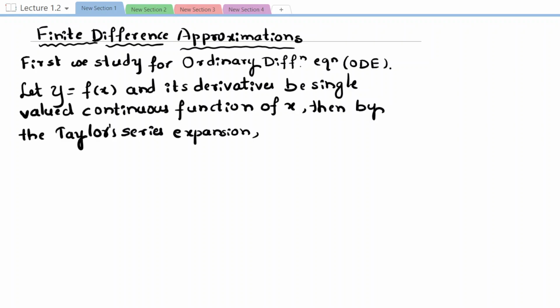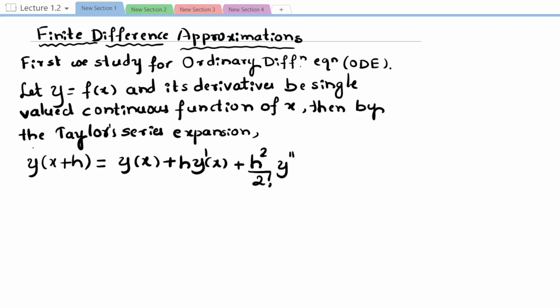Let f of x and its derivatives be single valued continuous functions of x. Then, by the Taylor series expansion, y of x plus h is equal to y of x plus h into y dash of x plus h squared by 2 factorial into y double dash of x plus h cubed by 3 factorial into y triple dash of x, and so on. Call this equation 1.